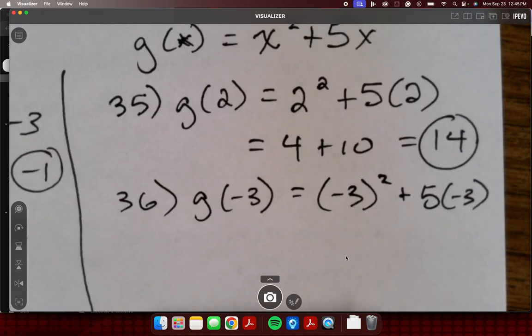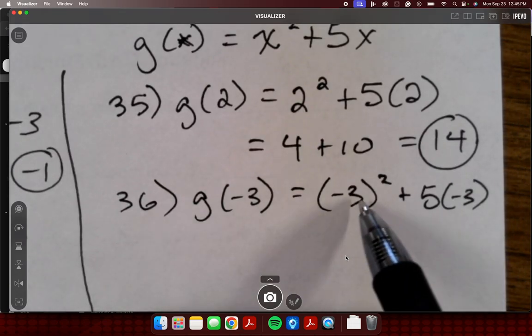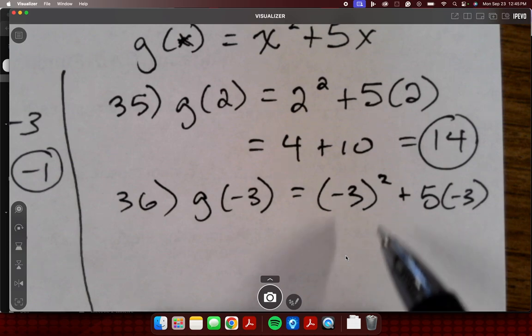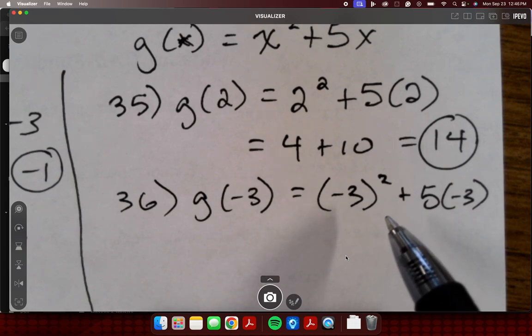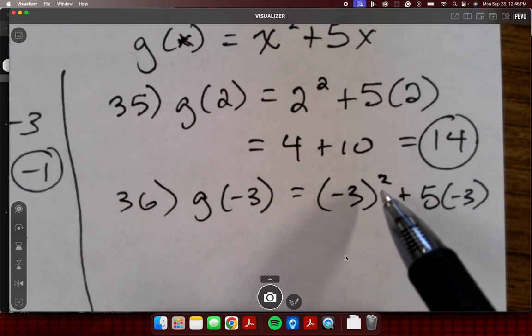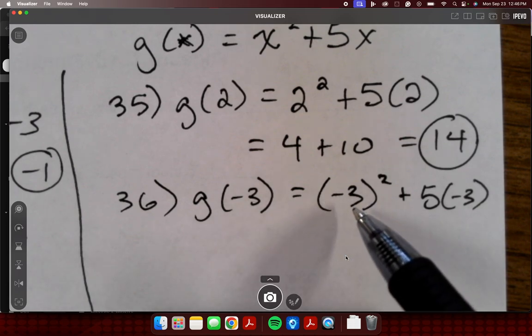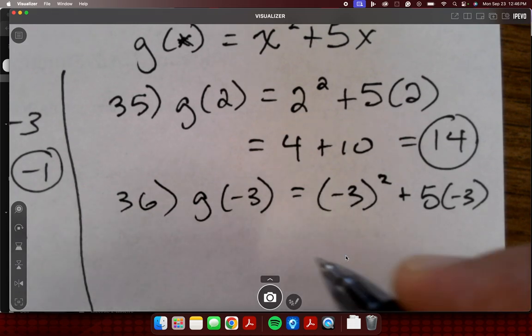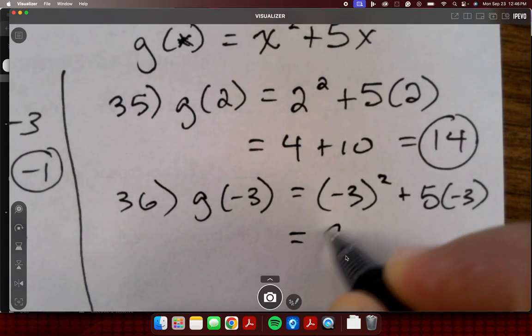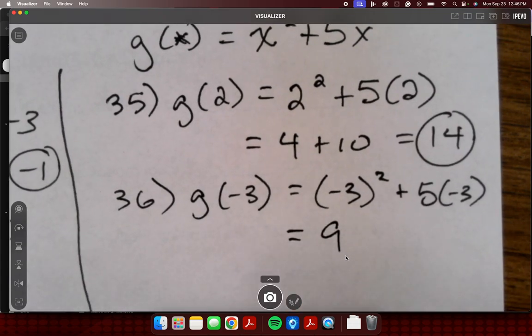Now I know there's some confusion from a few people about what you do when you square negative 3. Squaring something always turns it to a positive, because squaring means you multiply something by itself. So this is negative 3 times negative 3, and anytime the signs are the same, the result is positive.